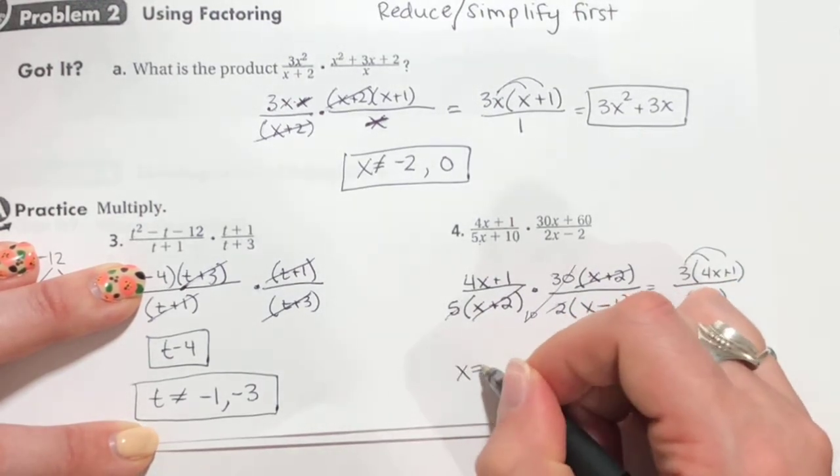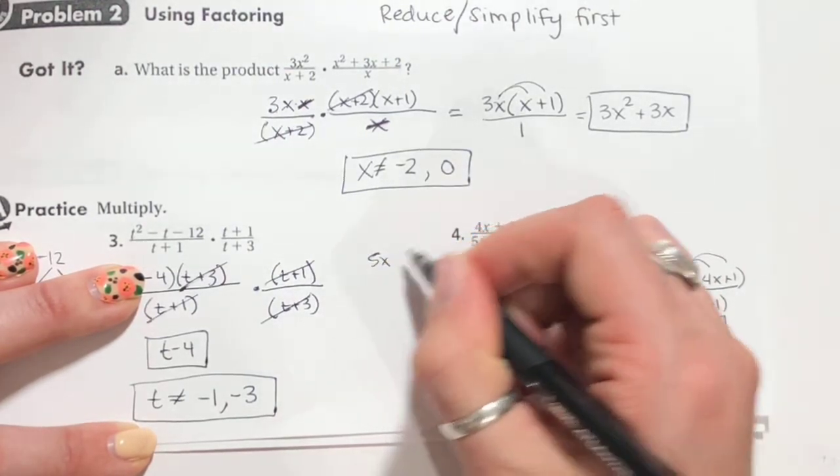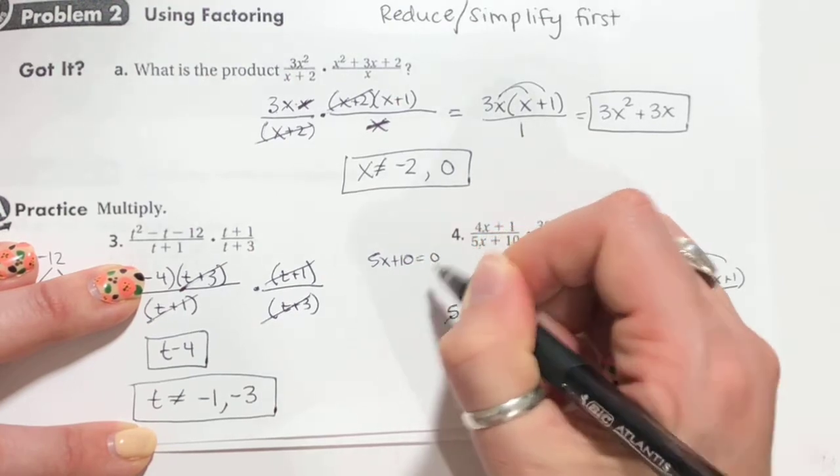And then for your excluded values, we do have some coefficients here, so it might be easier for you to actually write out the problem and set it equal to 0 rather than do it in your head.